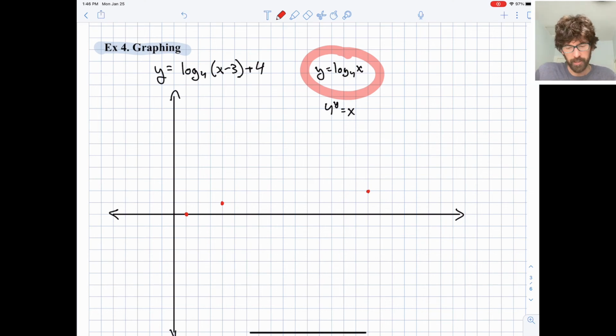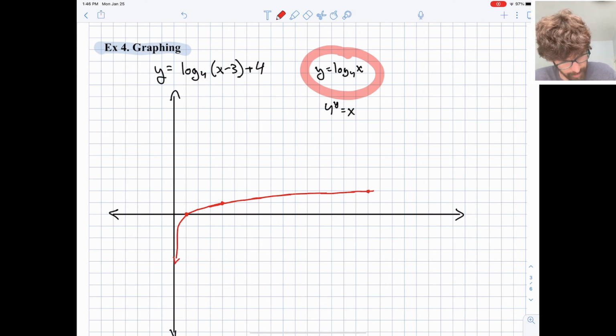So it's a very shallow increase, and I'll try to sketch in this curve. And it again will have a vertical asymptote of the y-axis. So it's going to look like the inverse of the y equals 4 to the x function.